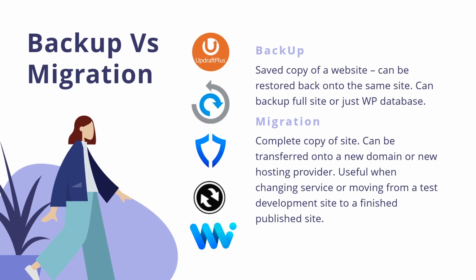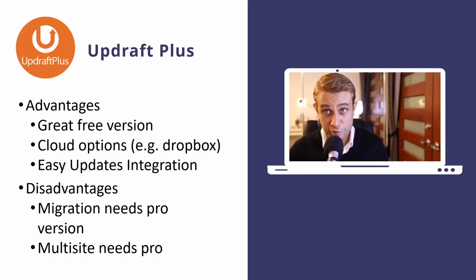So let's start with Updraft Plus. Updraft Plus is the most popular out of all 5 of these, and the reason for that is it has an incredibly generous free version. So the free version gives you offsite backup such as Dropbox or Google Drive, and it also integrates with Easy Updates, so it can do automatic backups every time you do an automatic update. So that really saves things.